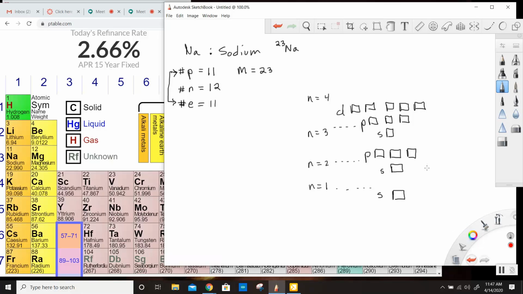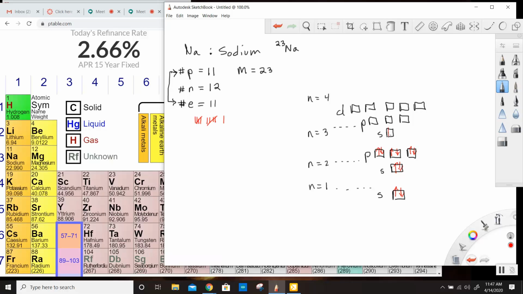We have 2 that go in here, right? And then we have 2 that go in here. There's another 2 right there. And then we have, how many can go in here? 3. Each one can have 2. Right. Each one can have 2, so 6. 6, yeah. You got it. So 1, 2, 3, 4, 5, 6, right? 1, 2, 3, 4, 5, 6, and that gives us 10. We have one more, so it goes up here. Right. Okay.